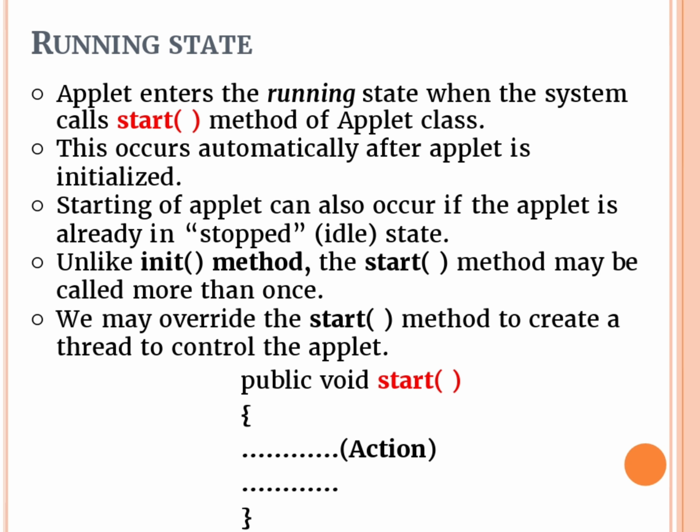Next state is running state. The next method is start method. This method is called once after the init method. So which means this method is called only after the init method is called. So start method is used for starting the applet. It is also called to restart an applet after it has been stopped.